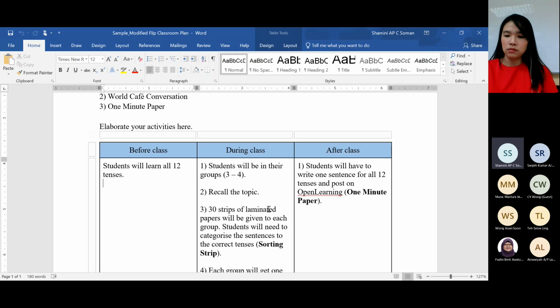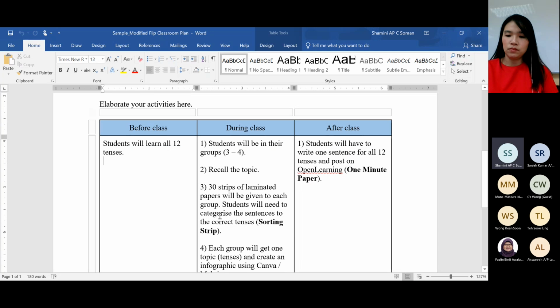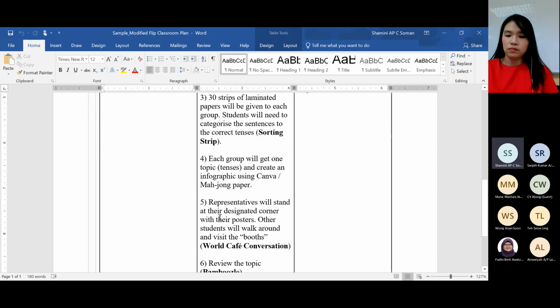And then they will just sort them according to their tenses. So that will actually keep them engaged and to finish first. Who will finish first? Who is lagging behind and all. And then the next activity here is I will use a World Cafe conversation task.